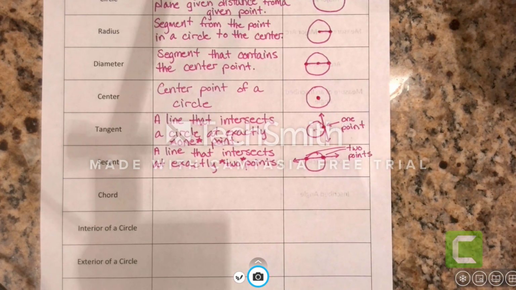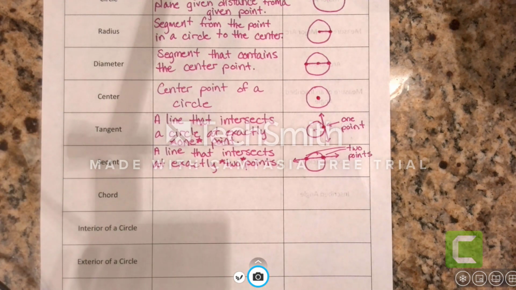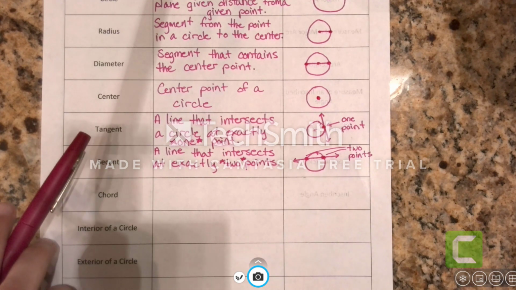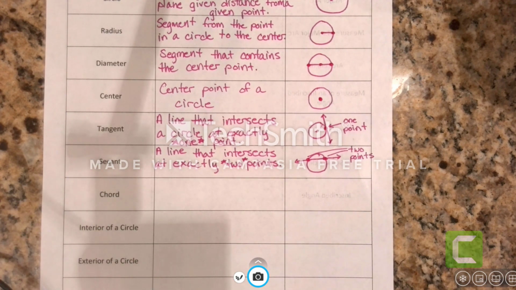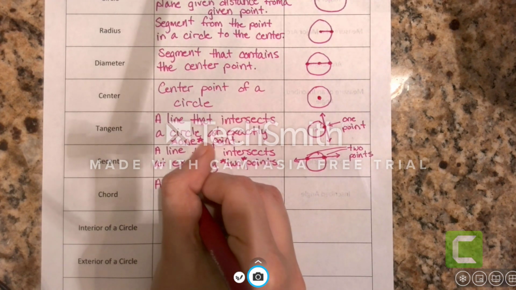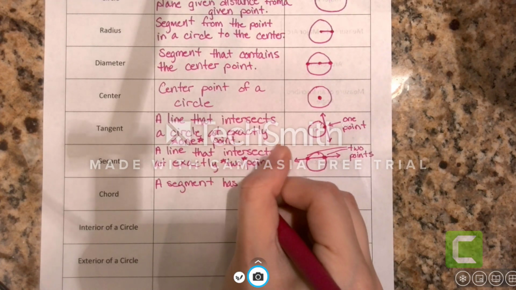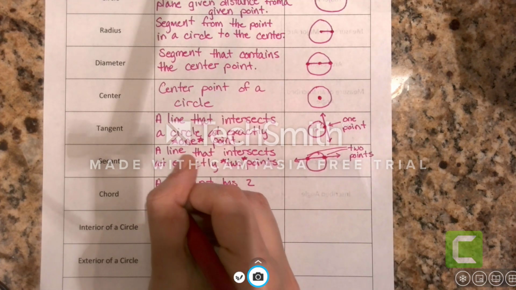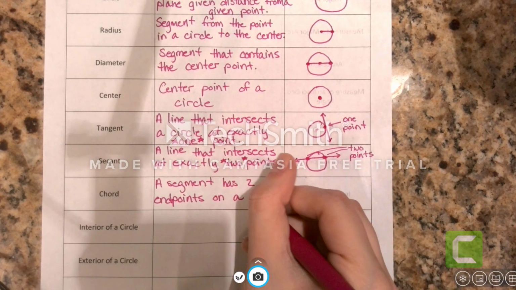So we're getting more into the nitty-gritty of circles. We already knew about radius, diameter, and center points. We've learned about those before. But now we're getting into what really makes a circle. We have our tangents, we have our secants. Now we're going to take a look at chords. The defining difference between a chord and a secant is that a chord is a segment. And that segment has two endpoints on a circle.